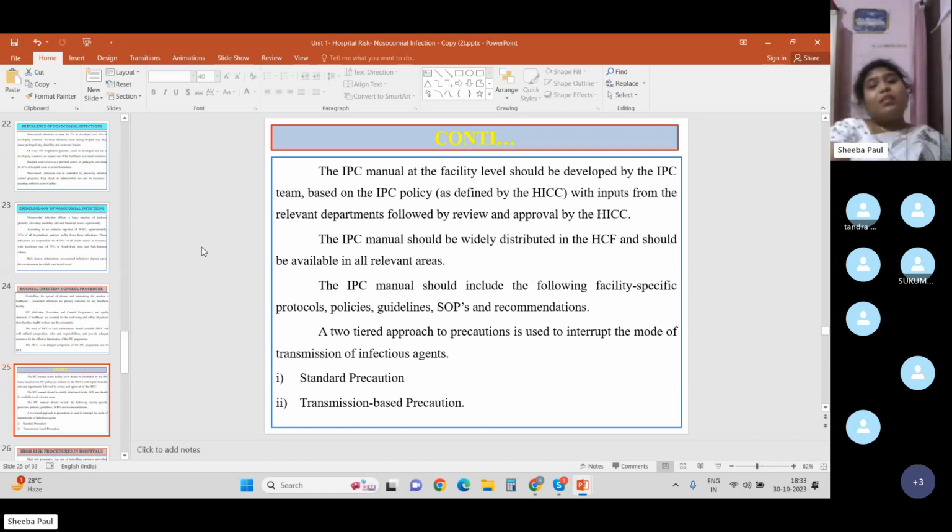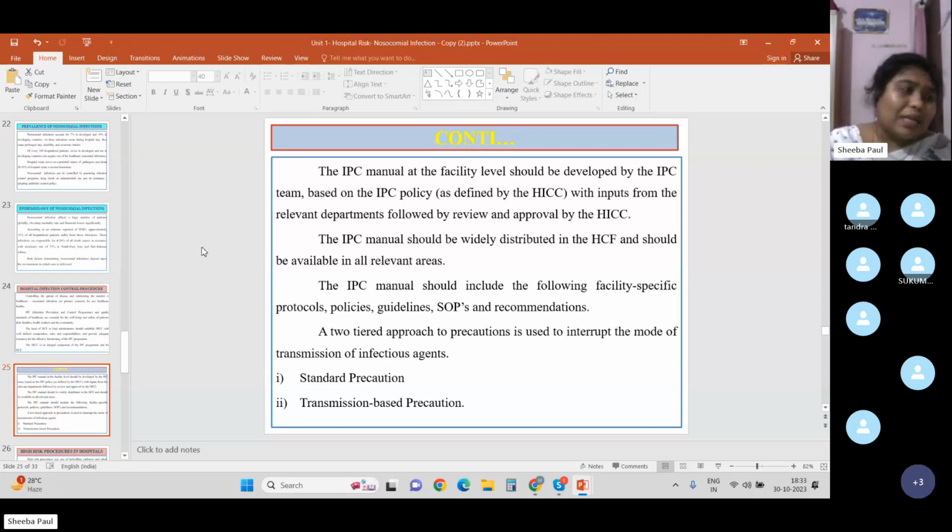The IPC manual should include certain kind of protocols, policies, guidelines, and recommendations. And this IPC is a two-tiered system which completely focuses on standard precaution, transmission based precaution.